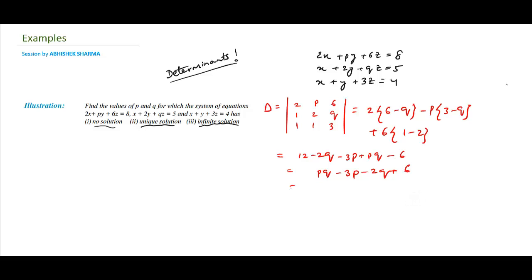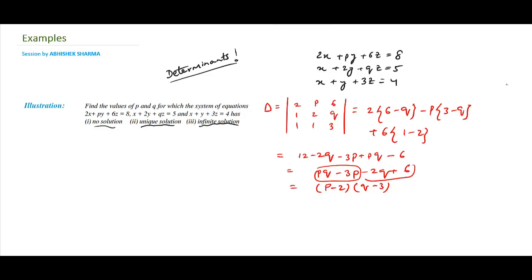And maybe I can factorize this as (p minus 2) times (q minus 3), right? From these two terms you can take p common, and from the remaining you can take minus 2 common. So this factorizes to this expression. So let's write it here. This is the value of delta.